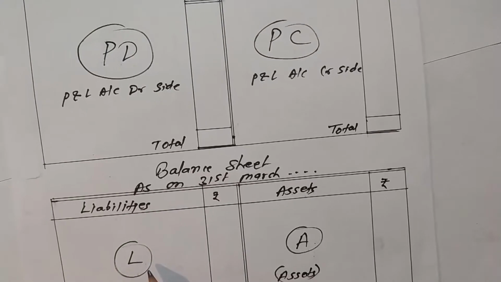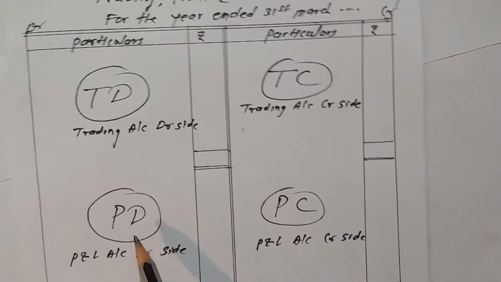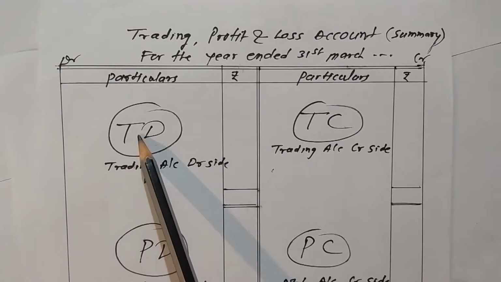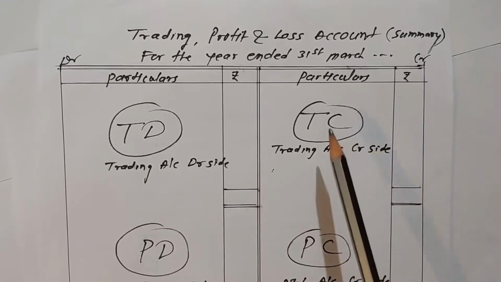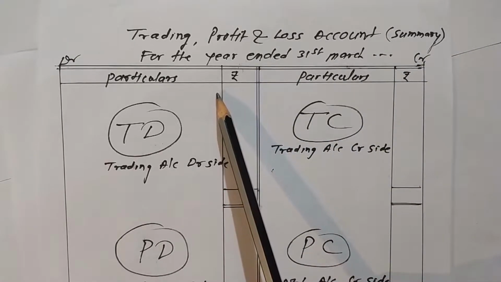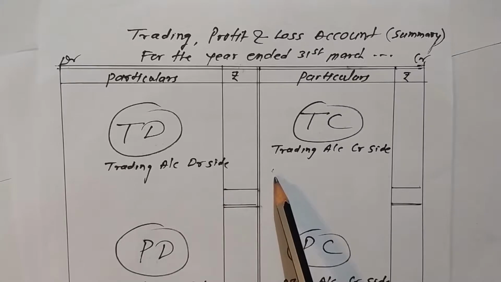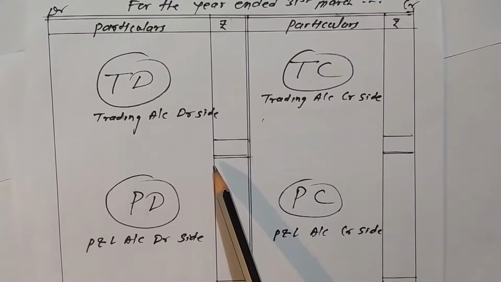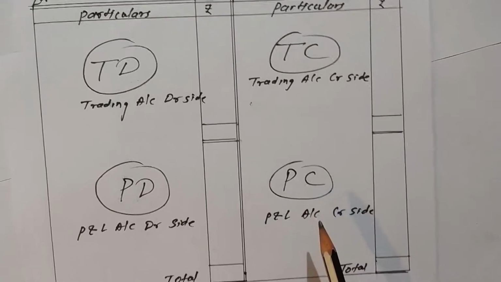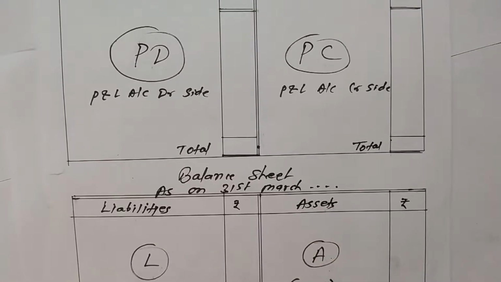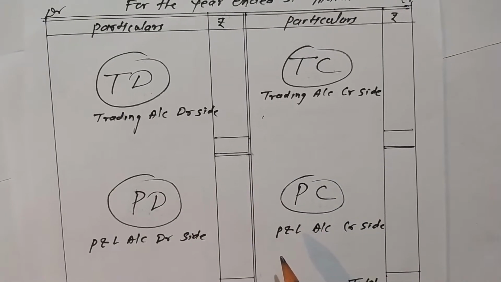Now we recap. A for assets, L for liabilities, PC for P&L credit side, PD for P&L debit side, TD for trading account debit side, and TC for trading account credit side. We know that all direct expenses are recorded on the trading account debit side and all direct incomes on the trading account credit side. All indirect expenses are recorded on the P&L account debit side and all indirect incomes on the P&L account credit side. All assets are recorded on the balance sheet asset side and all liabilities on the balance sheet liability side. This is the general structure of the final account format.